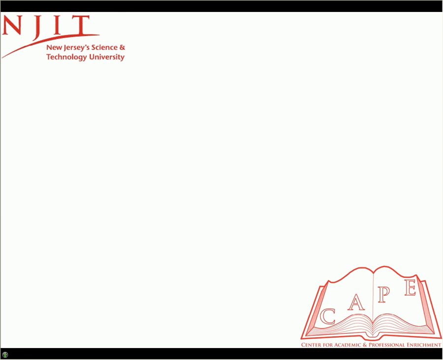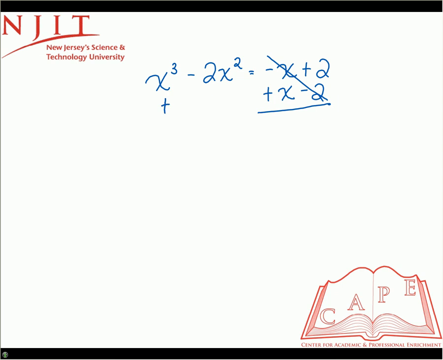So let's try another one. Say we had x cubed minus 2x squared is equal to negative x plus 2. Same first step: we need to get everything to the left side of the equation. So I'm going to add x and subtract 2, and this will cancel out on this side. And then you add x and subtract 2 on the left side.